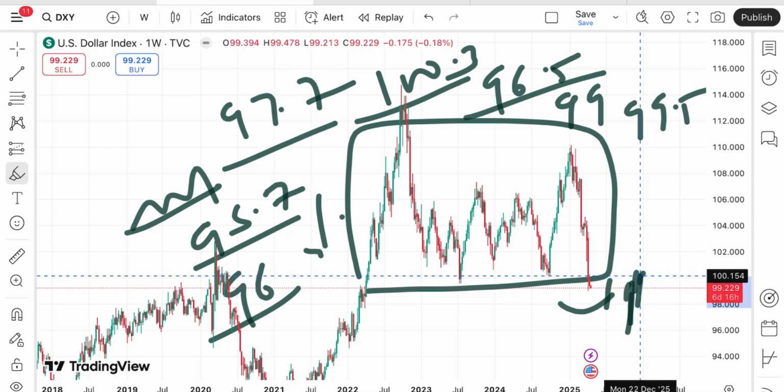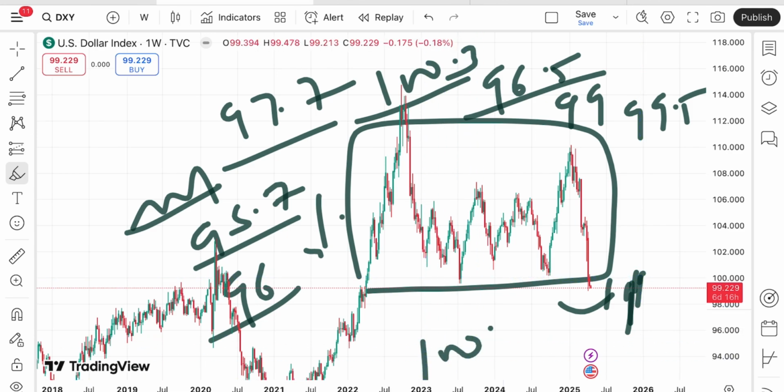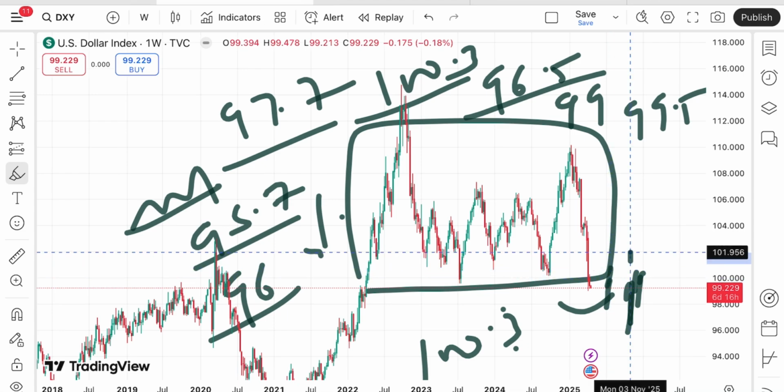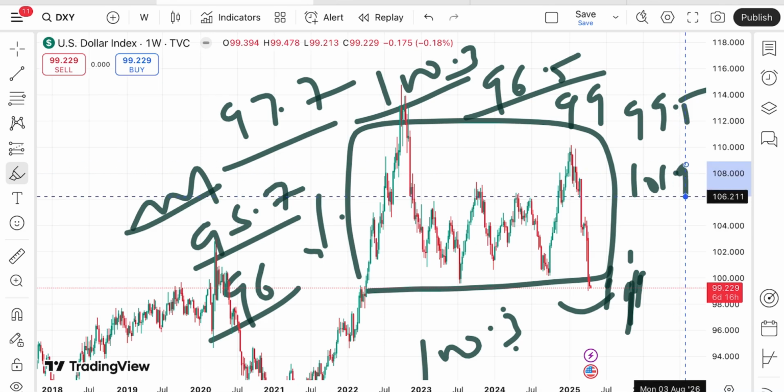And if the price moves over this level, a further upside we can see towards 100.3, where we can see a bounce back, or if it starts sustaining this level, a further upside we can see towards 100.6, and from there a level of $101.9.